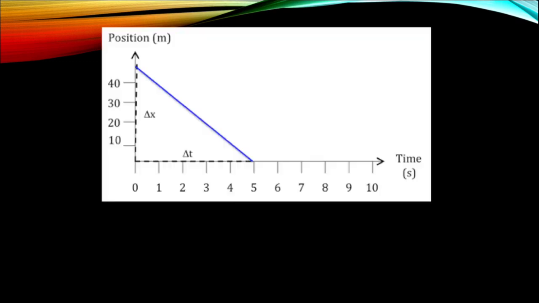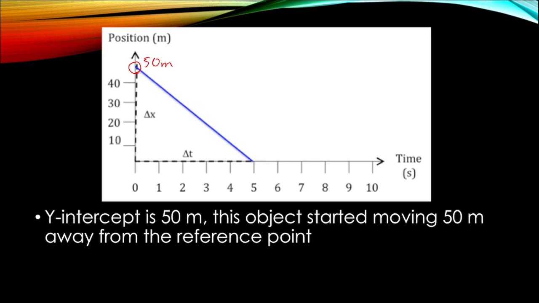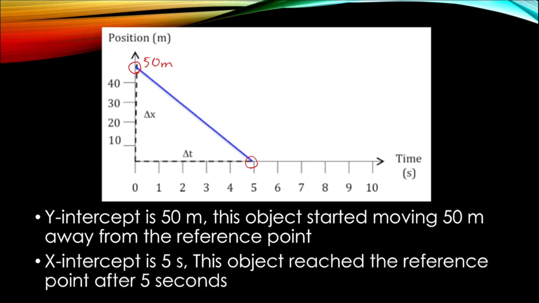In this example, you can see the y-intercept is 50 meters. This graph started measuring this object when it was 50 meters away from the reference point. The x-intercept is 5 seconds. So this object reached the reference point after 5 seconds.